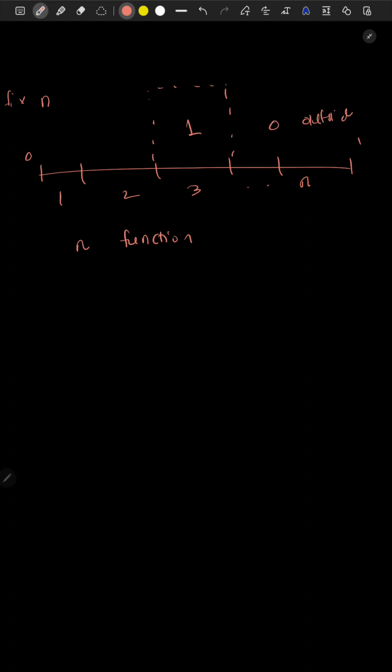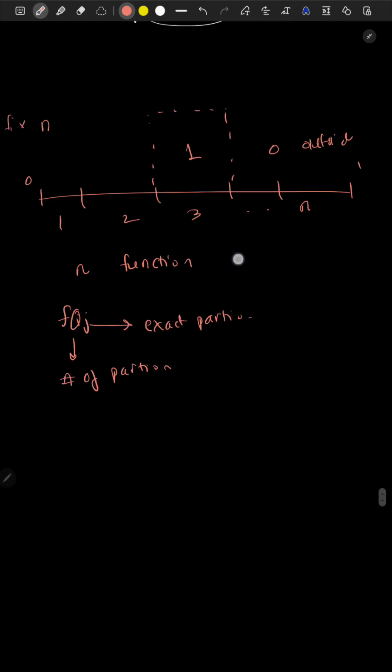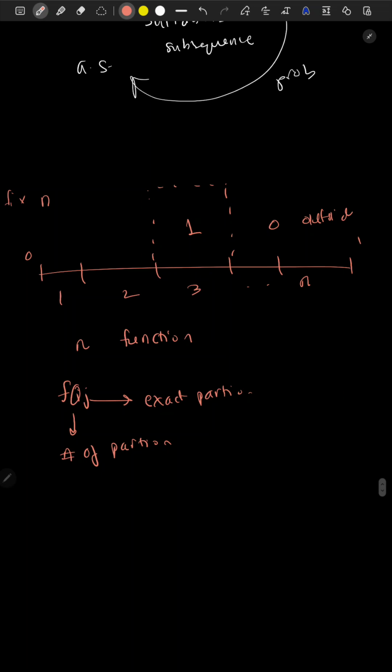So essentially I am having a sequence. If I have to write it, I should write it as F_ij. First I have to mention what the partition is. That will be taken care of by the ith term, the number of partitions, and j refers to the exact partition. So if I say I divide it into 10 parts and I refer to, okay, look at the sixth part, then once you have chosen that, the function that you choose is the indicator function, 1 there and 0 elsewhere.